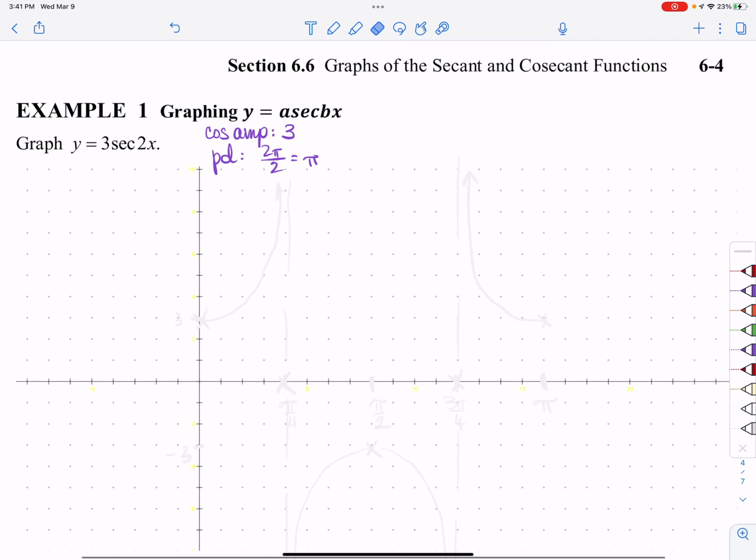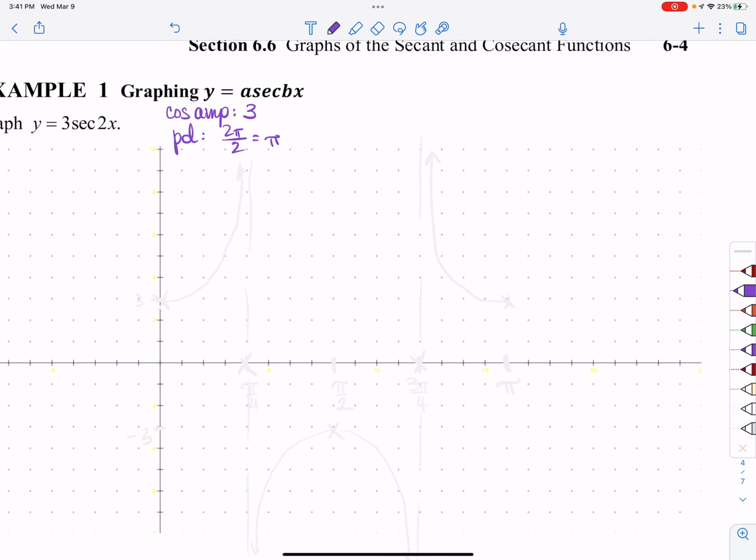So in order to graph a secant graph, all I need to do is go ahead and map out my 4 equal intervals, using the period. Half of the period is pi over 2, half of that is pi over 4, and then I can count 1/4, 2/4, 3/4, and 4/4 for the last one. My cosine amplitude is 3.